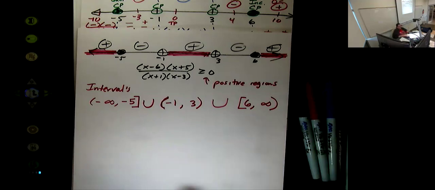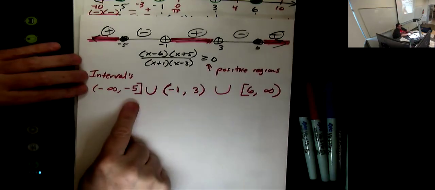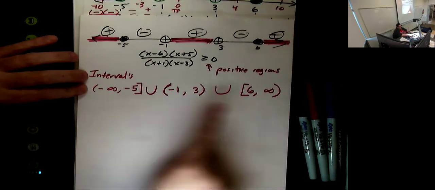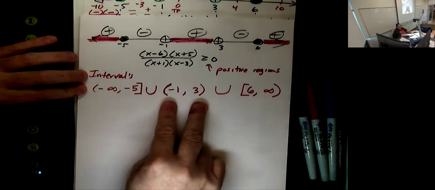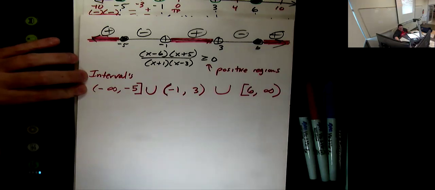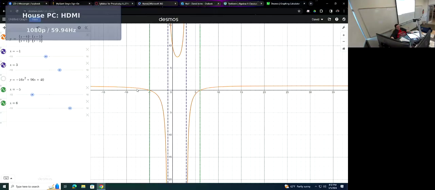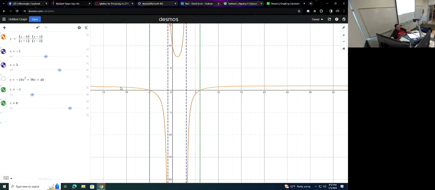All right, so lower than -5, greater than 6, and between -1 and 3. If we look at Desmos, we can see that's where it was true. Less than -5 is above the x-axis, between -1 and 3 is above the x-axis, and greater than 6 is above the x-axis. So the graph confirms it.